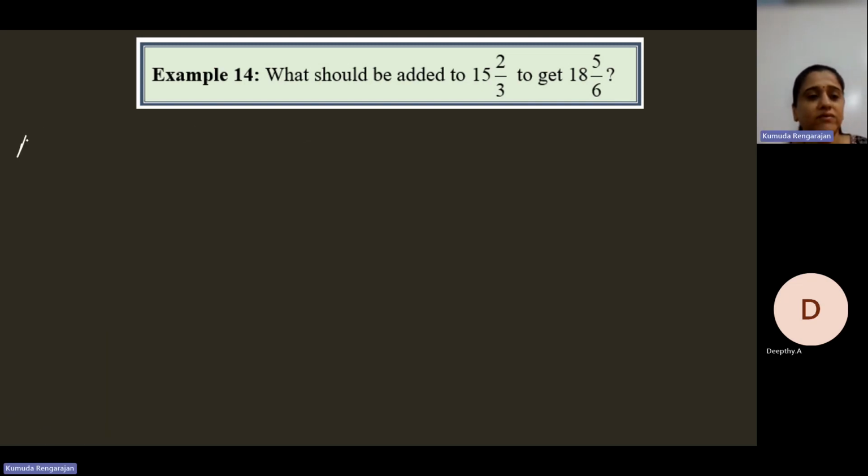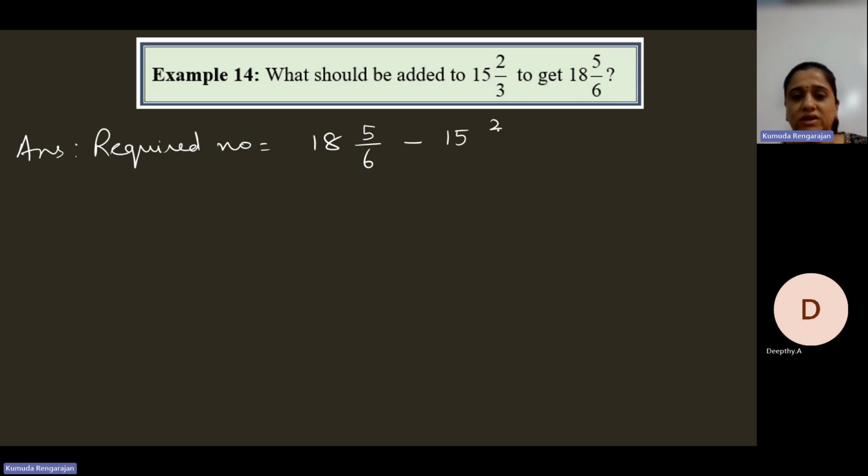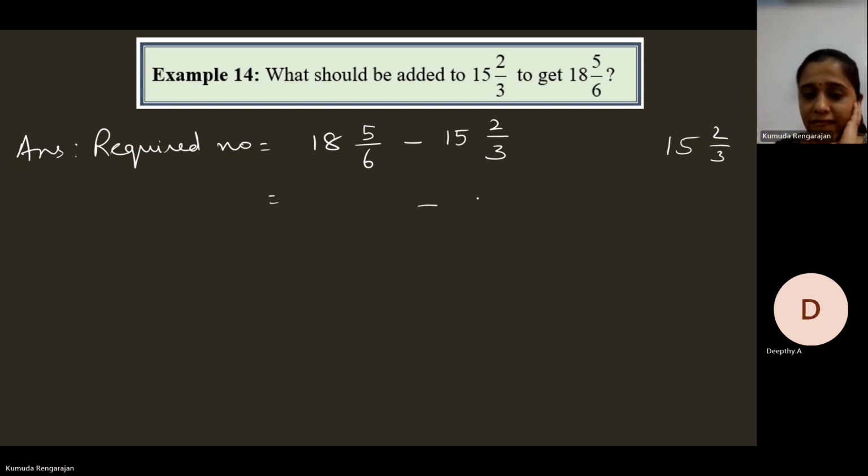Okay, tell me, we'll do it together. So the required number is equal to 18 5 by 6 minus 15 2 by 3. Correct? Now convert this. Deepti, you convert the second one to an improper fraction here. You all tell me. Yes, the first one quickly. Deepti, you got it. Tell me. It's 47 by 3. Correct.